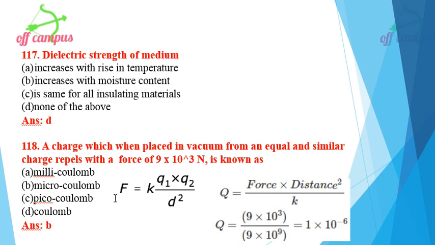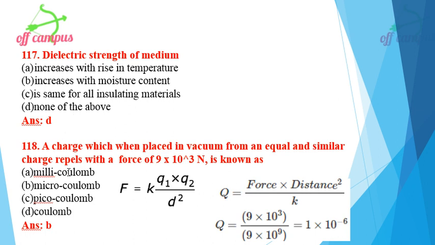Then 117. Dielectric strength of a medium. Four different options are given: increases with rise in temperature, increases with moisture content, is same for all insulating materials, none of the above. So for dielectric strength of a medium, from the given options, option D, none of the above, is the right option for this problem.